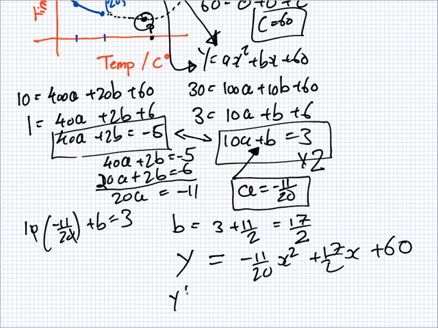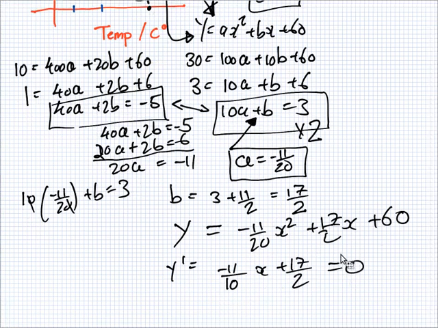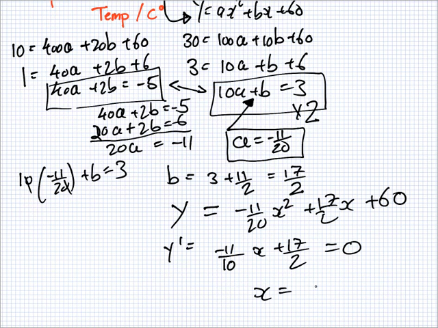Derivative, yeah. So the derivative is, bring the 2 down. So that would be minus 11 over 10. The 2 and the 20 cancel. Plus 17 over 2. And what should this equal? 0. So you get x will equal minus 17 over 2 divided by minus 11 over 10. Can someone just hit that in and give that for me? Yeah, what's that as a decimal, please?